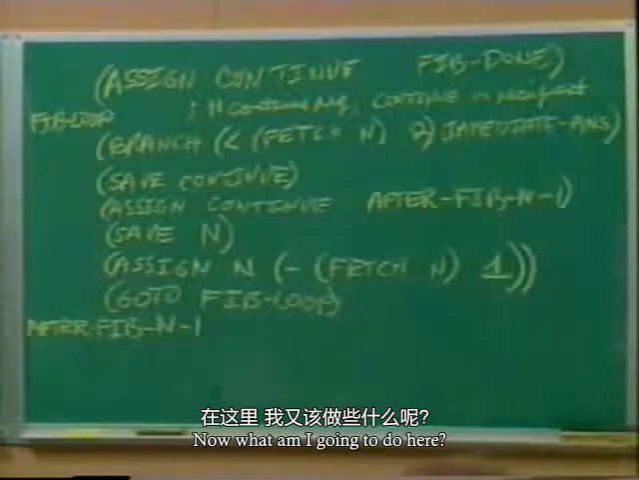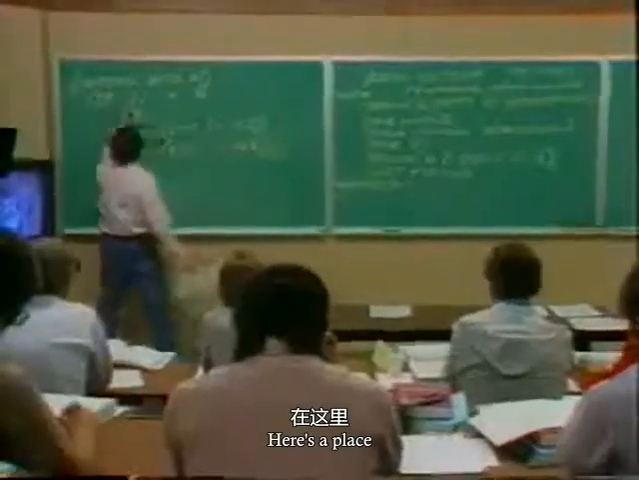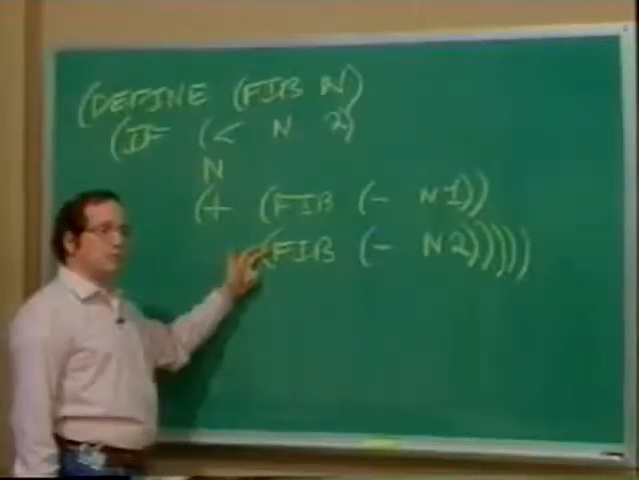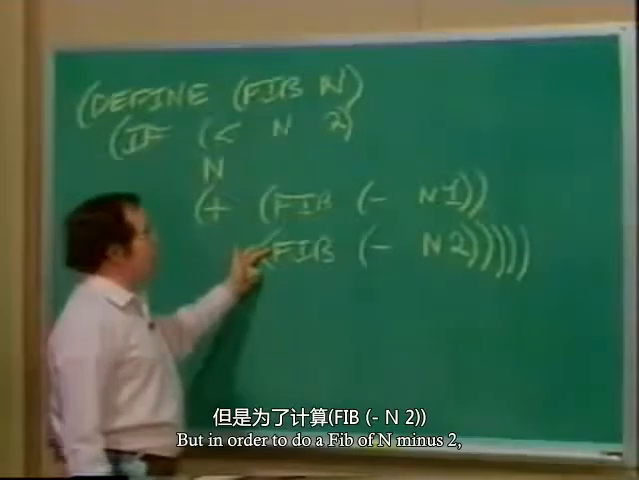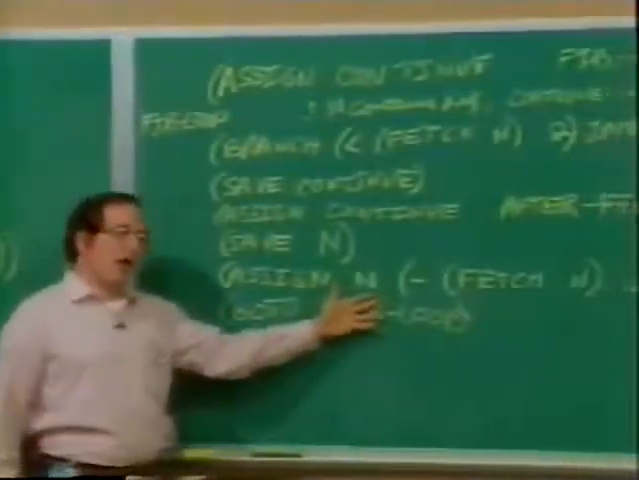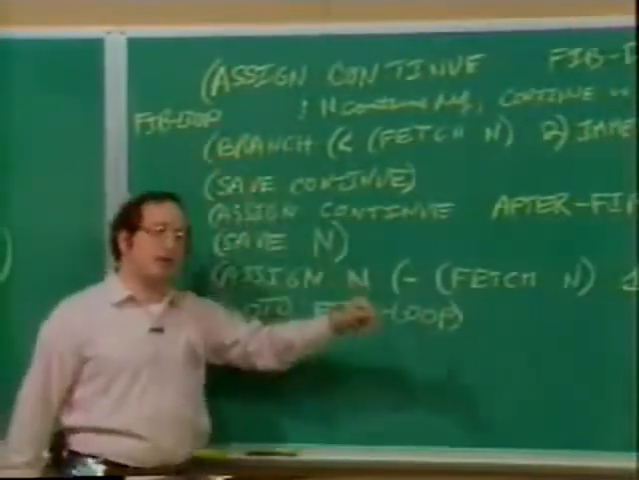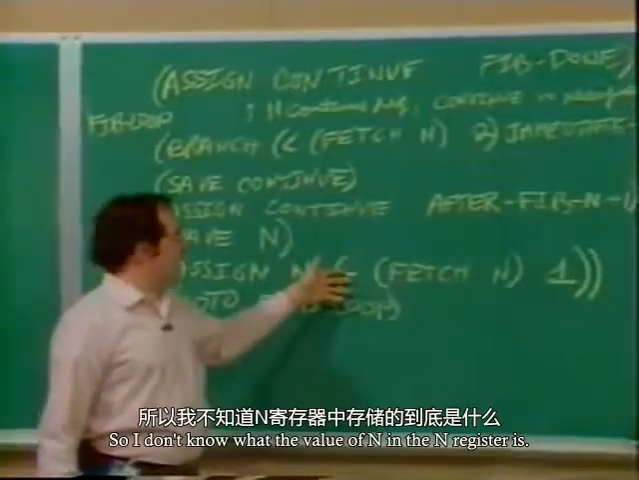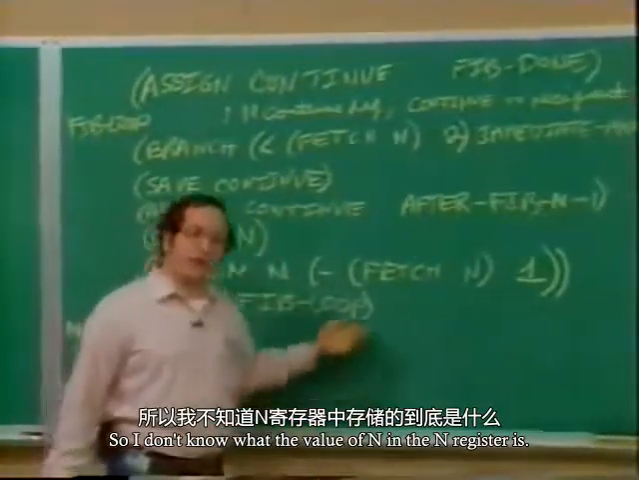Now what am I going to do here? Here's a place where I now have to get ready to do fib of n minus 2. But in order to do fib of n minus 2, look, I don't know. I've clobbered my n over here, and presumably my n is counted down all the way to 1 or 0 or something at this point. So I don't know what the value of n in the n register is.